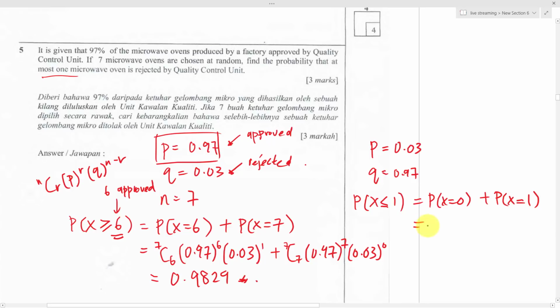You can do like this and you still will get the same result as me, because both are the same thing. You can do X equals to 0, X equals to 1, but you need to change your P value. If my P value is the value of rejected, then this value here is rejected. Just now my P value is the value of approved, so I cannot use the 1 and 0. I hope you can understand that.